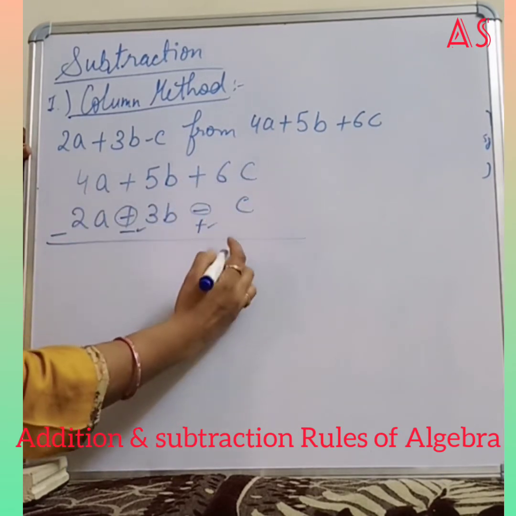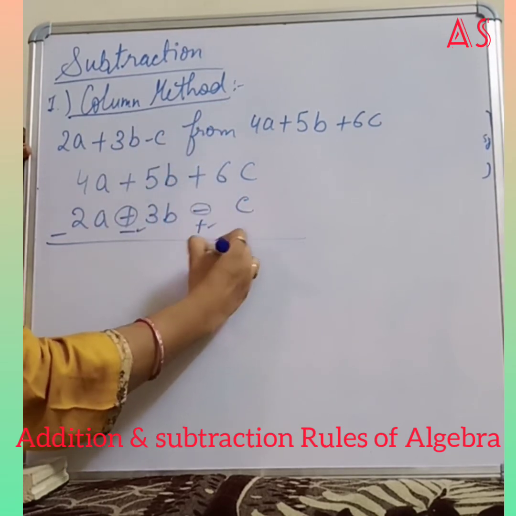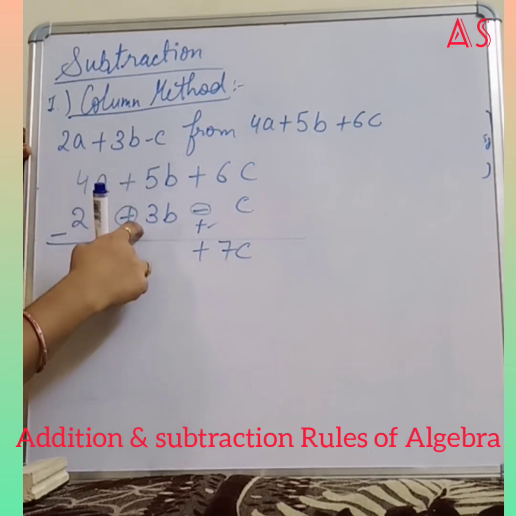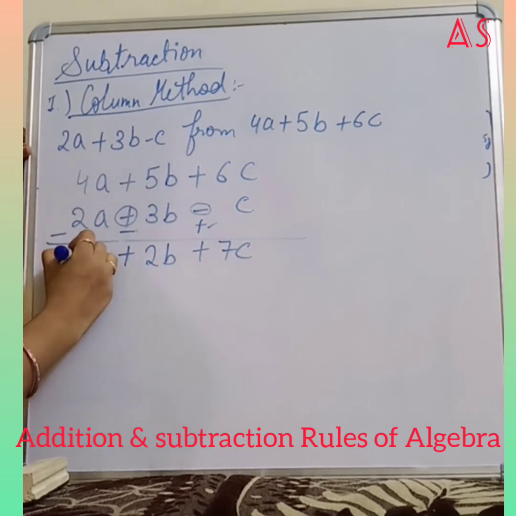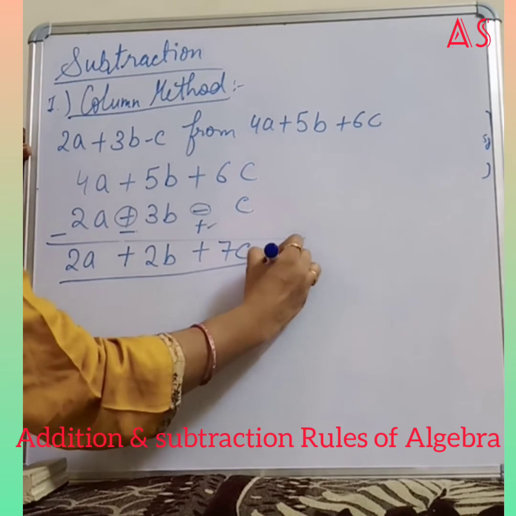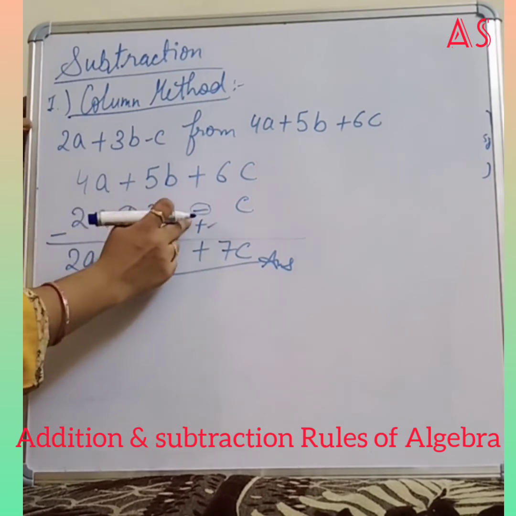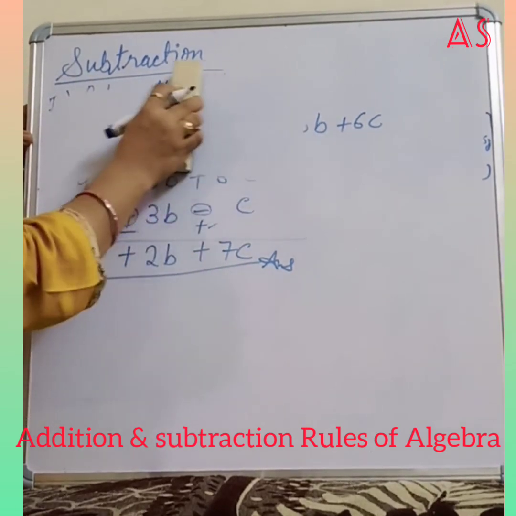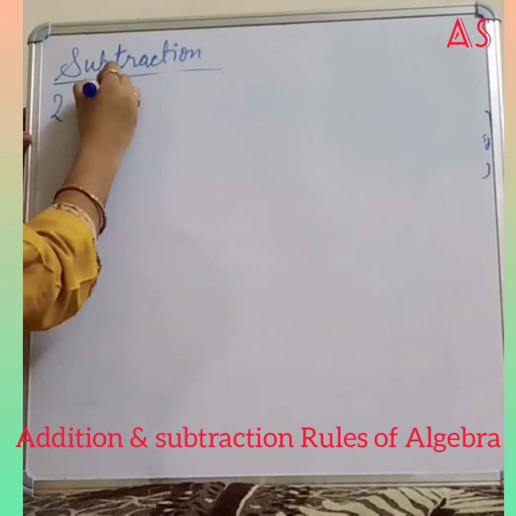6c plus, here no number means 1. So 6 plus 1, 7c. Here 5, now we will use this minus, not plus. So 5 minus 3, 2b. The additive sign is plus. And 4 minus 2, 2a. So this is the way we solve by the column method. Now I am explaining the row method. Keep in your mind that when doing column method subtraction, we first change the sign. So next is method number 2, the row method.